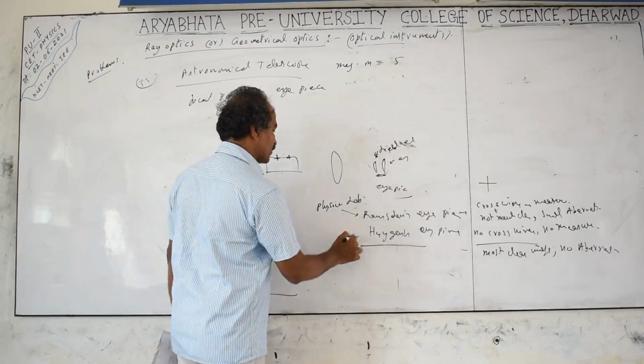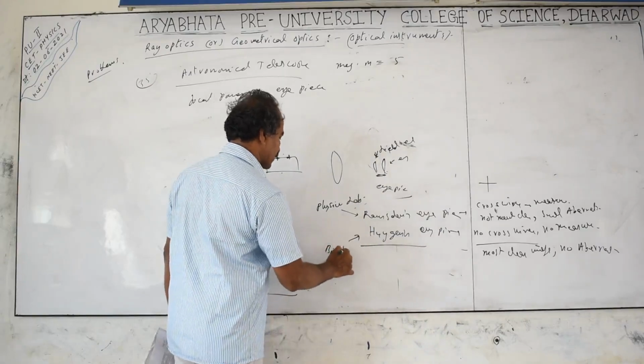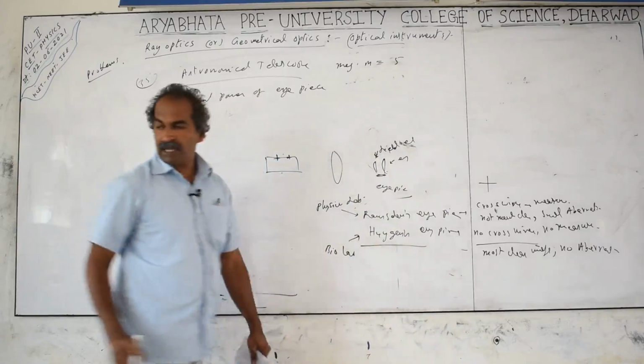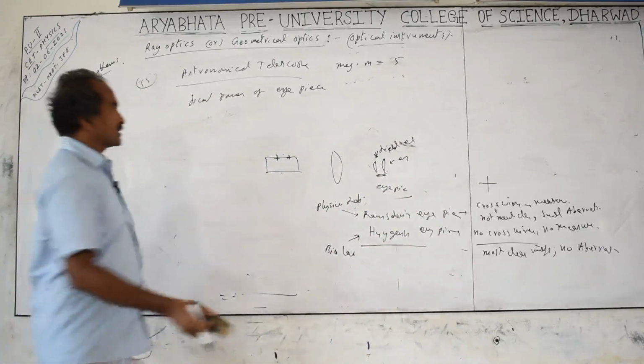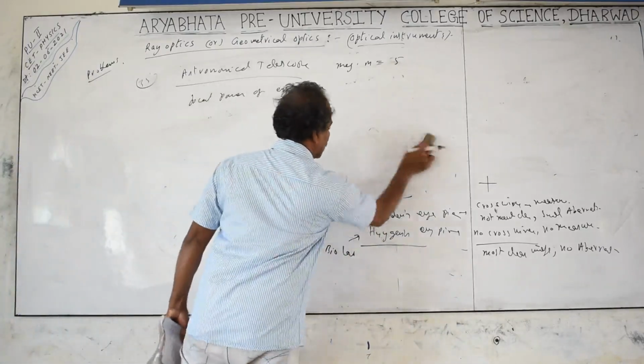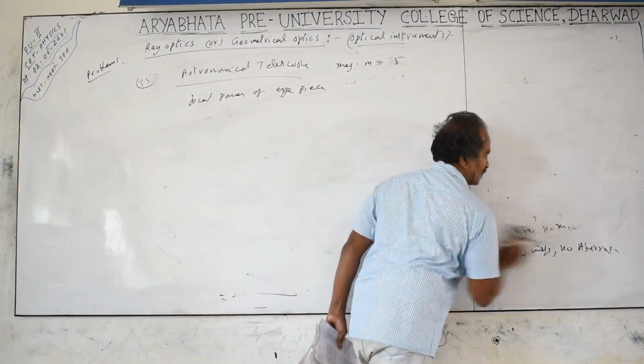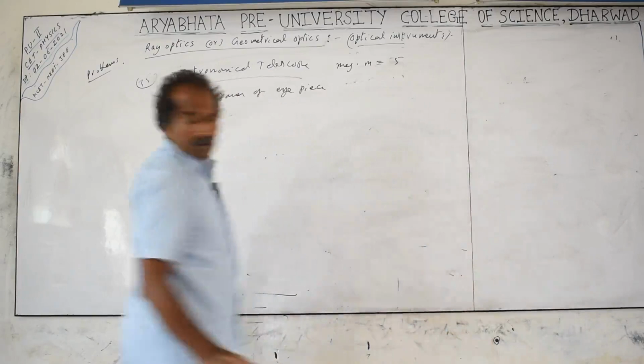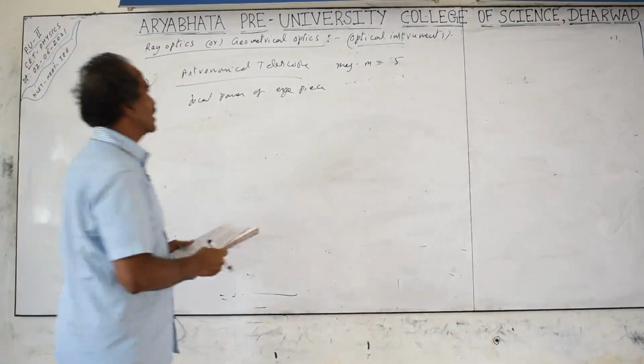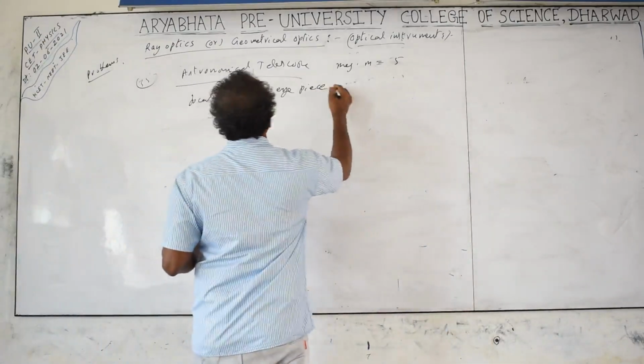But in the biology lab microscope, you are going to use the Huygens eyepiece. These are the two main types of eyepieces, but many other types are also there. Mostly used are these two.